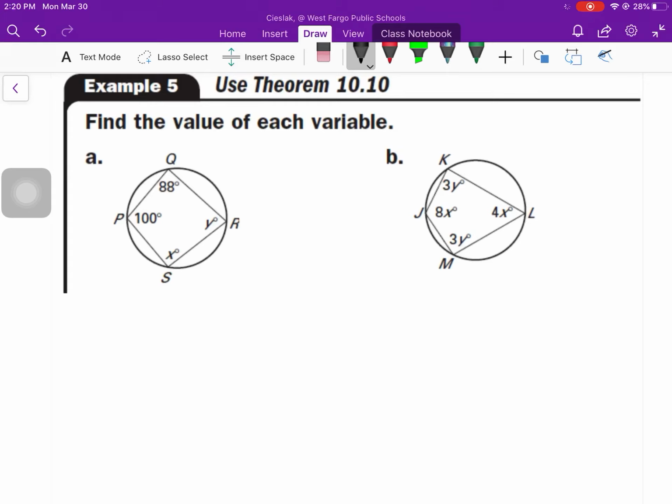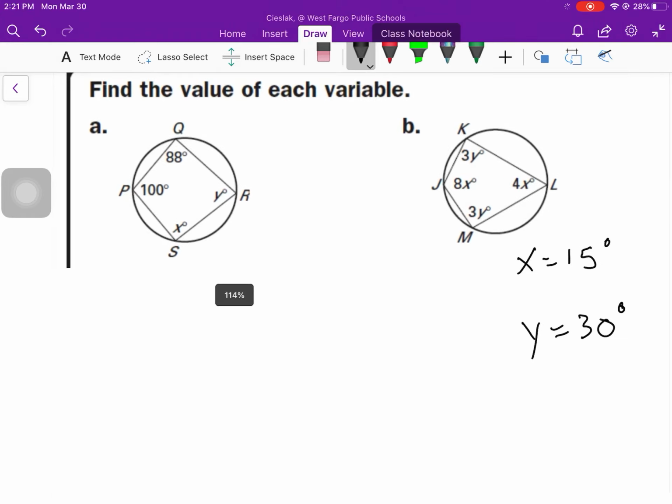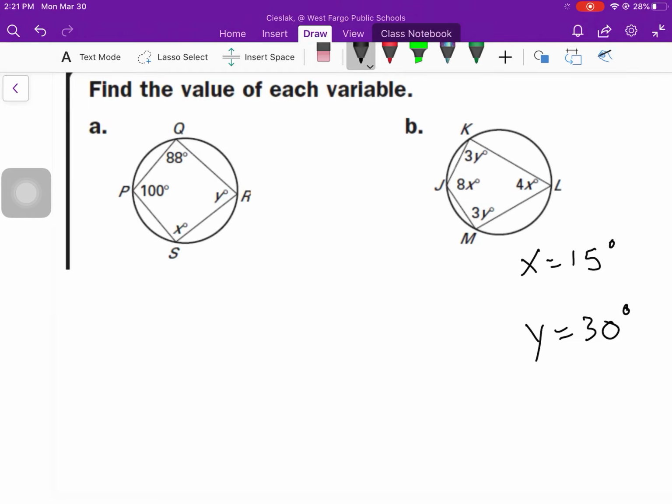So let's give one of these a try. To save time, I'm only going to do one of them, and I'll just put the answers up if you guys want to check. So over here, this one should be x is equal to 15, y is equal to 30. So you guys can try those on your own. I'm going to go over the first one here.